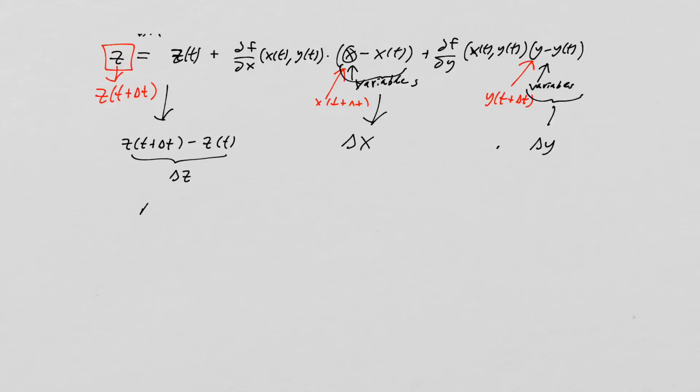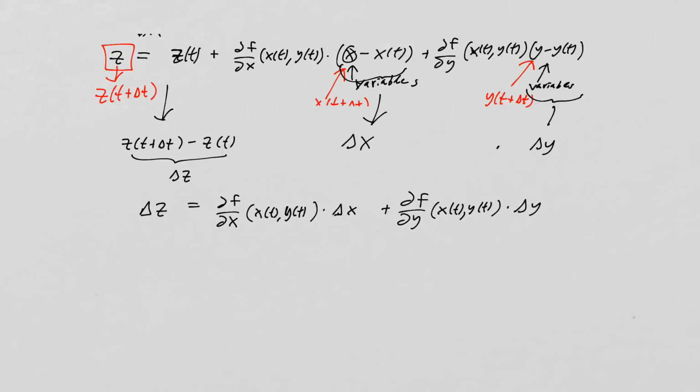So if I rewrite this, delta z is equal to the partial derivative of f with respect to x evaluated at my original point, multiplied by delta x, plus the partial derivative of f with respect to y at x of t, y of t. We're still starting at that one specific point, and then we're changing a little bit in the delta y direction as we go along our new path. Well now all I have to do is divide by delta t.